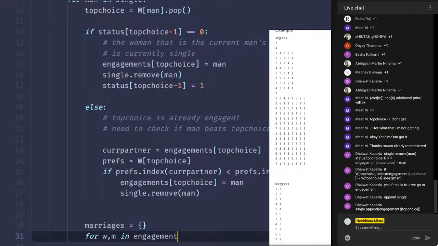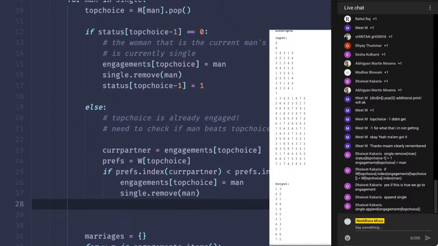If you look at engagements dot items, these are woman-man pairs. What I want to do is turn it into man-woman pairs. So marriages[m] = w, and this is what we want to print. Notice that the IDs of the men range from 1 to n, so we need a range going from 1 to n plus 1 in Python. And what do we want to print? We want to print man and marriages. Who did man finally get married to?